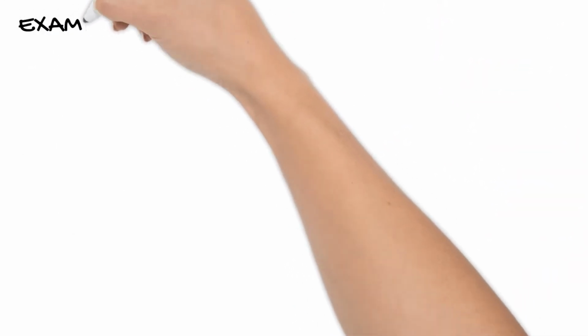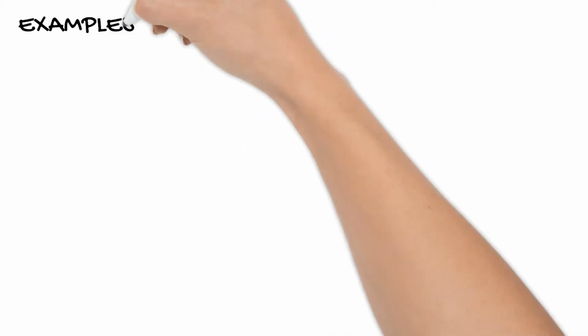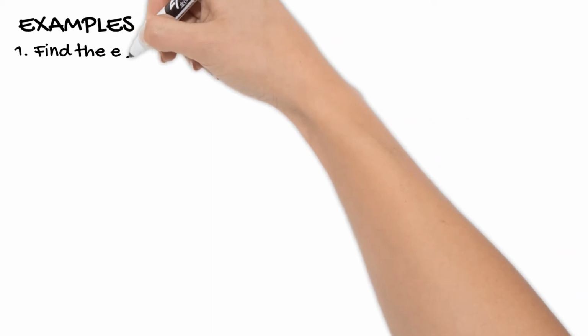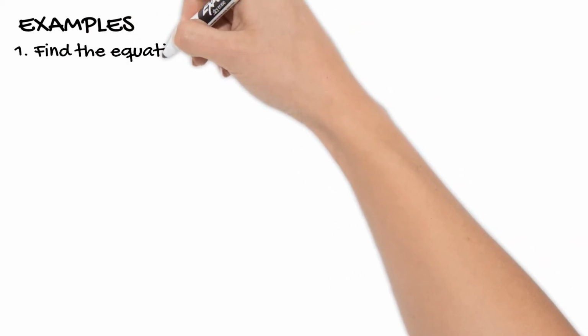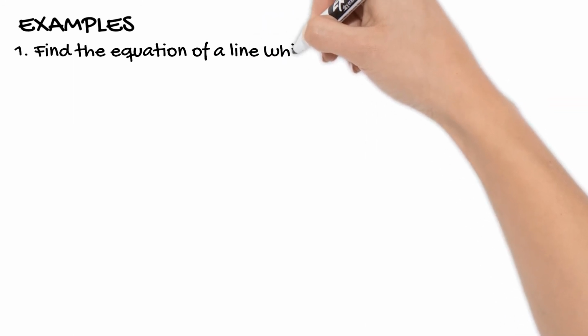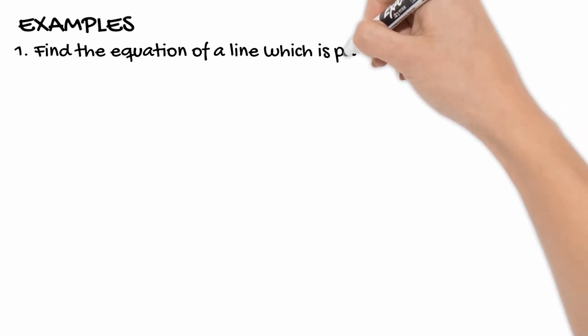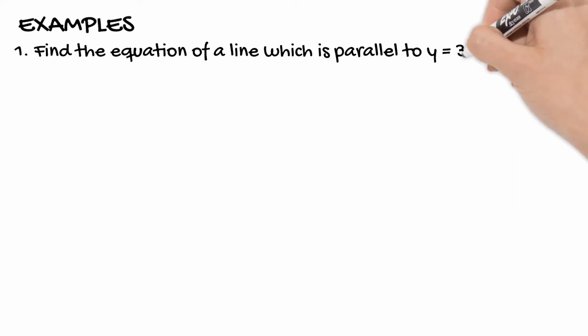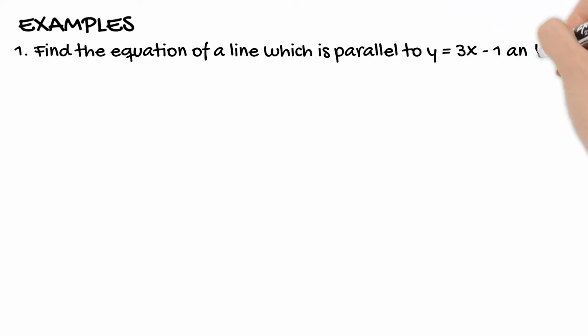So I'll just take you through a couple of examples today using points and equations rather than visually looking at the Cartesian plane. So our first example wants us to find the equation of the line that's parallel to y is equal to 3x minus 1 and also passes through the point (0, 4).